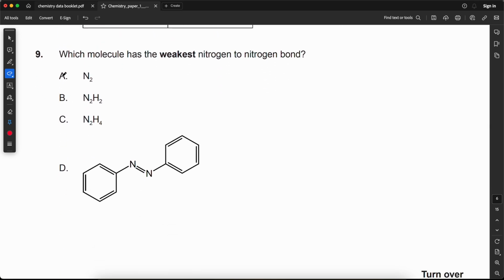Which molecule has the weakest nitrogen to nitrogen bond? N2, N2H2, N2H4. You can answer C, because this one has a double and single bond. This N also has a double and single bond. Of course, the weakest one is the longest bond, which is the single bond. So the answer is C.